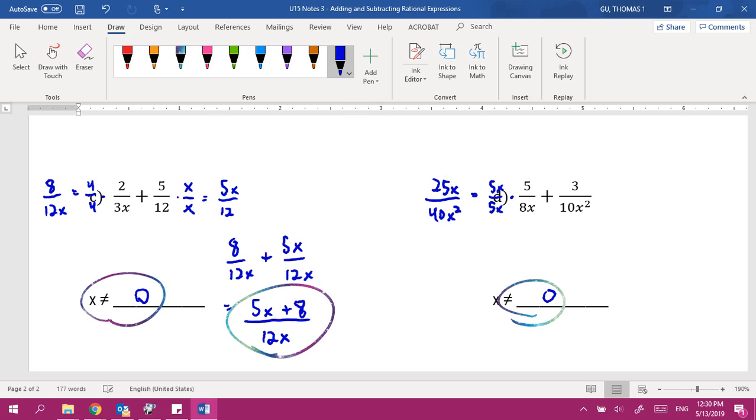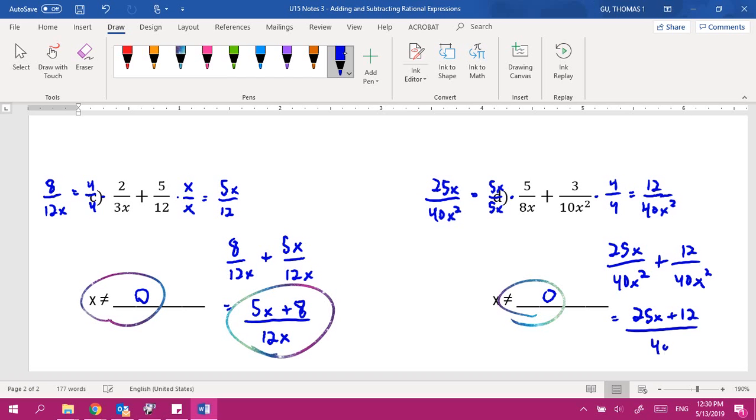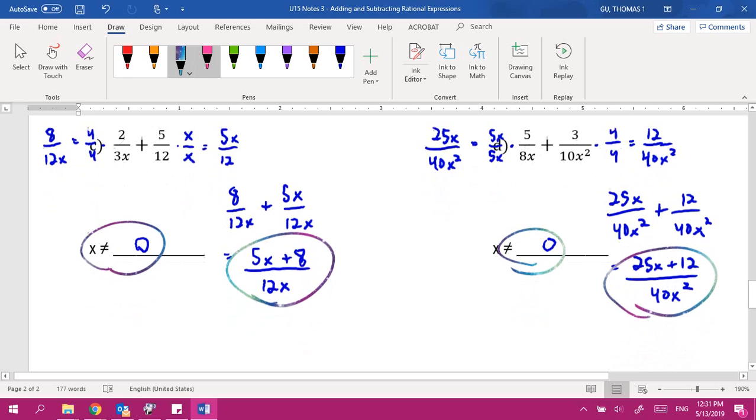And then how do I get the 3 over 10x squared? Times 4 over 4. Which gives me 12 over 40x squared. So now I've got 25x over 40x squared plus 12 over 40x squared. What is my final answer? That is correct. Very good. Nice.